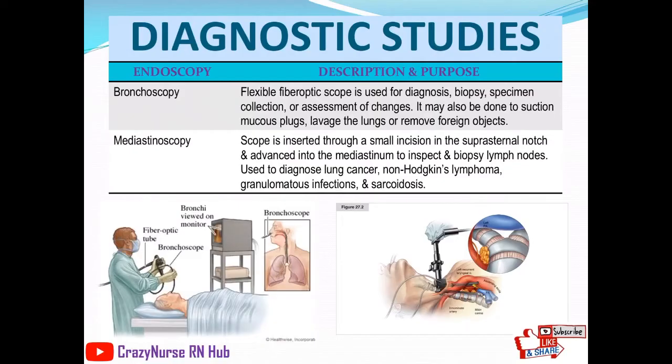Also, we have your mediastinoscopy. Scope is inserted through a small incision in the suprasternal notch and advanced into the mediastinum to inspect and biopsy lymph nodes. It is used to diagnose lung cancer, non-Hodgkin's lymphoma, granulomatous infection, and sarcoidosis.